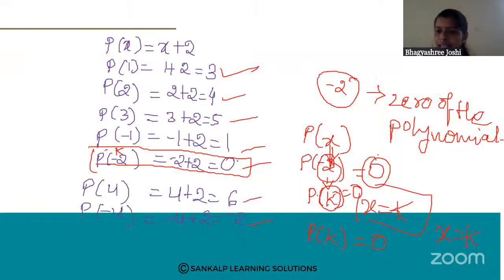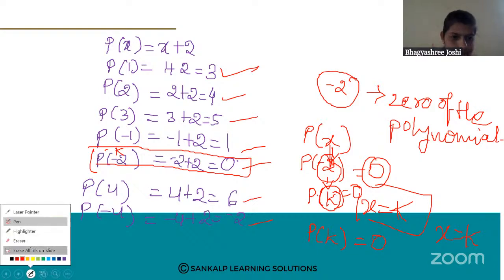Yes. Okay. One more thing I want to tell you, that see, p of x is equal to x plus 2. It is a linear polynomial, right? If I take quadratic polynomial, what will happen? See, if I take quadratic polynomial, p of x is equal to x square minus 4. It is a quadratic polynomial because highest degree is 2.